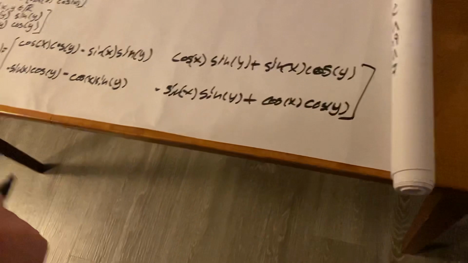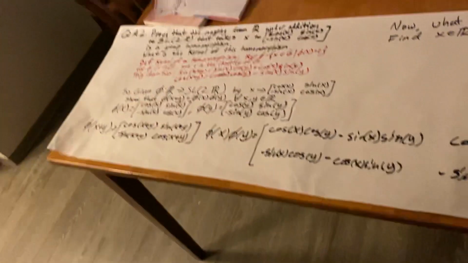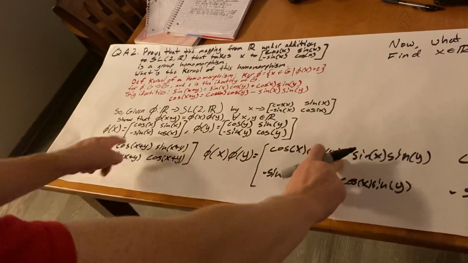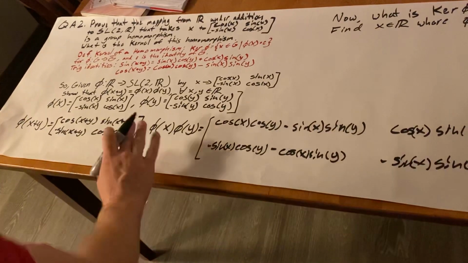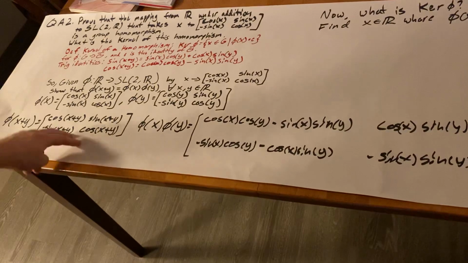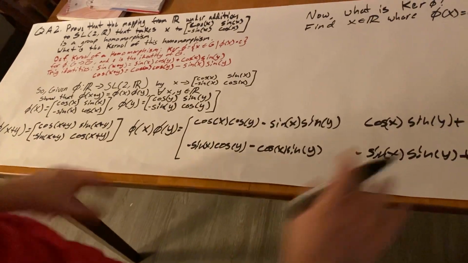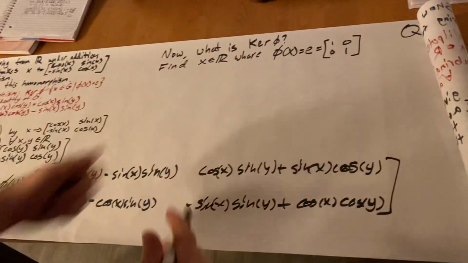And we can use these trig identities up here to show that this is equal to that, this is equal to that, this is equal to that, and this is equal to that. So they're all equal to each other, which means that that is, in fact, a homomorphism. So now we can find the kernel of phi.